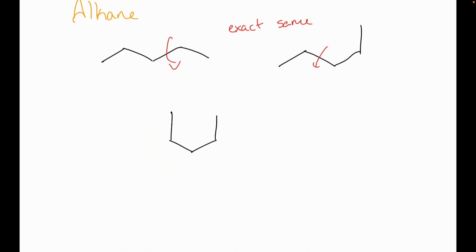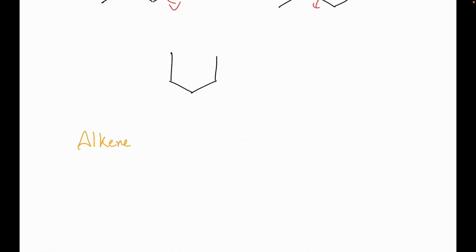If we get an alkene, something like this, this bond cannot rotate. So what does that mean? That means that these two structures are different molecules. Those double bonds are frozen, so the orientation of atoms about those double bonds is fixed. These are completely different molecules.